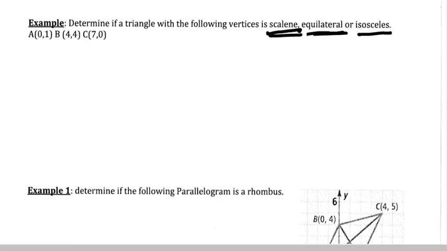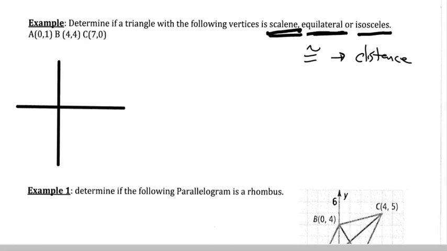What formula do you think you are going to use to figure out if sides are congruent? Which formula? Does slope show congruence? Showed like the same length? No. How about distance? So these problems are kind of annoying. The reason they are annoying is because you have to do sometimes 3 distance formulas for one problem, which is not very fun. So let's go ahead and plot these.